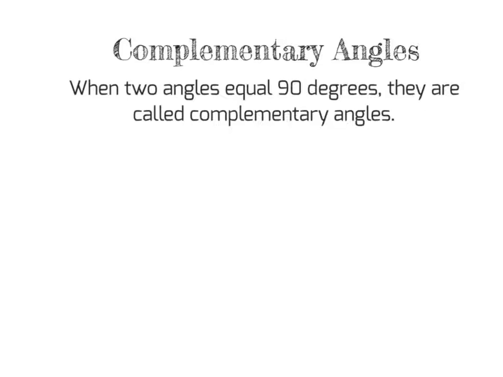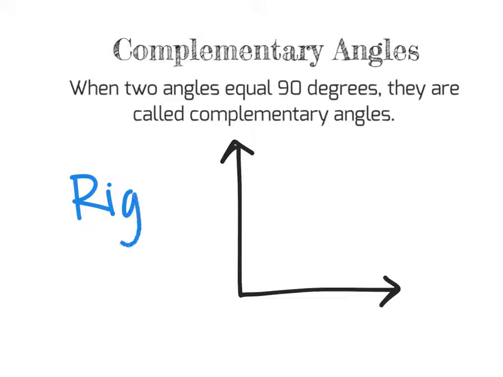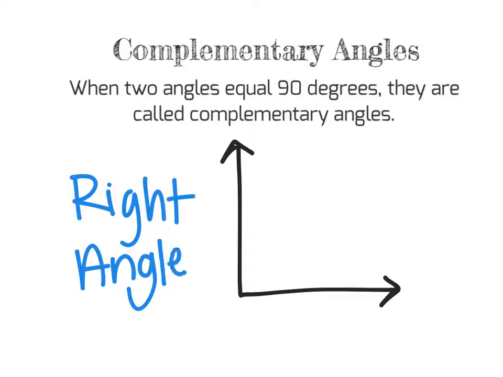Okay, so complementary angles are when two angles equal 90 degrees. They are called complementary angles. So 90 degrees, well, I know that a 90-degree angle is called a right angle. That is something we have learned. And I know that usually they tell us it's a right angle by putting this little box in the corner. That's a little hint for us. So it's when two angles add up to equal 90 degrees.